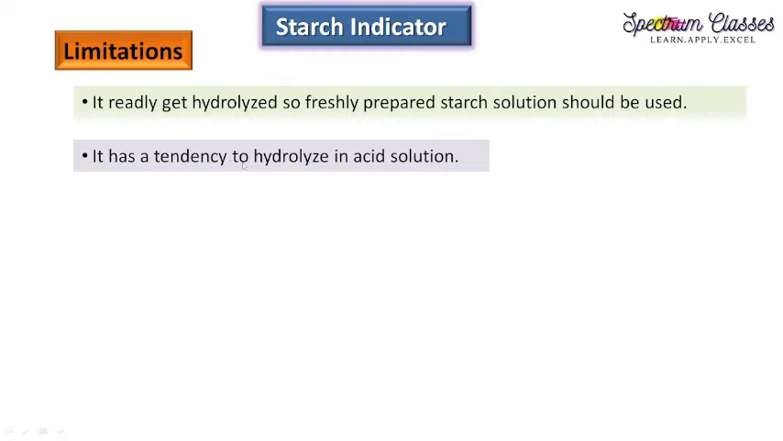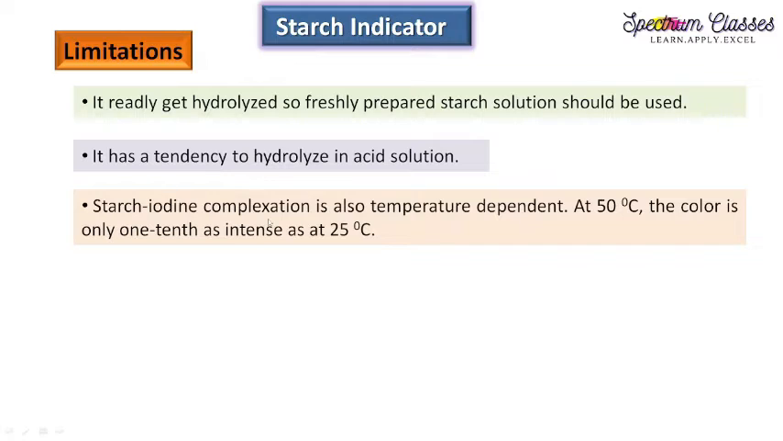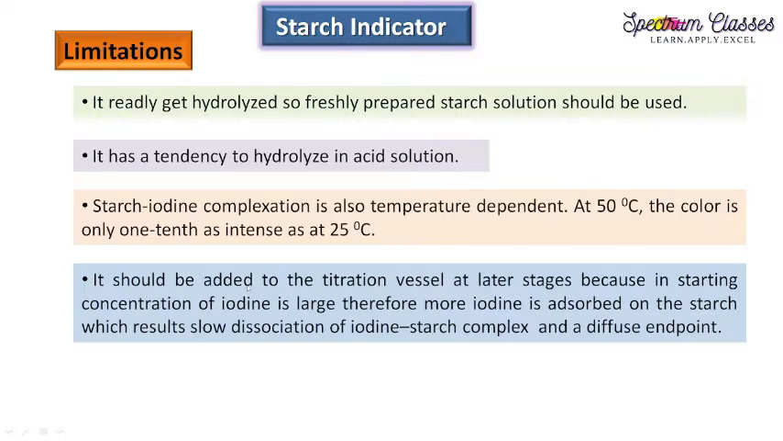Secondly, it has a very high tendency to hydrolyze in acidic solutions. Since most of the iodometric titrations are carried out in an acidic medium, this starch indicator should be added at the later stages of the titration. This starch iodine complex is also sensitive towards temperature. The color which we observe for the same concentration of iodine at 25 degrees centigrade is 10 times less at 50 degrees centigrade.